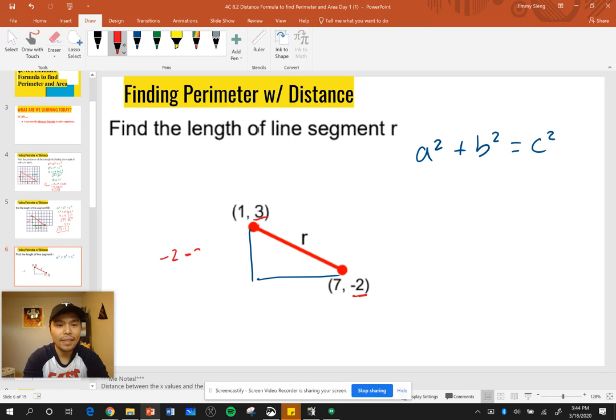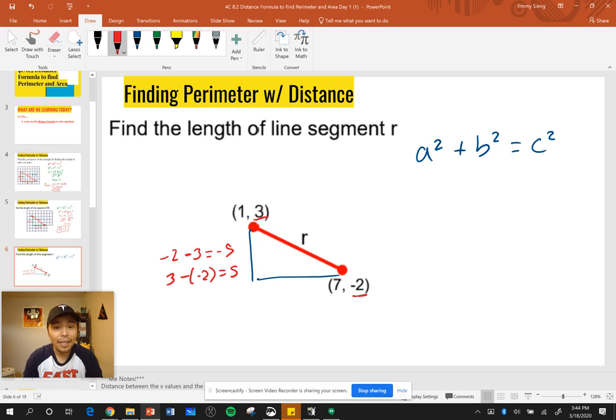-2 minus 3. Okay, when we do that, that gives us the distance between those two, okay? This is going to give us a negative, but you'll see that won't necessarily matter in this problem. If I was to do it the other way, let's just say we did 3 minus -2, right? That's going to give us 5. Either one works. That's totally fine because you'll see with the Pythagorean theorem, it doesn't necessarily matter, okay?